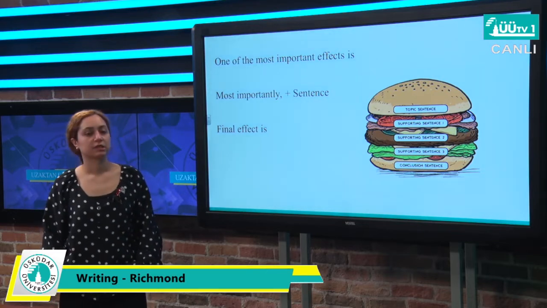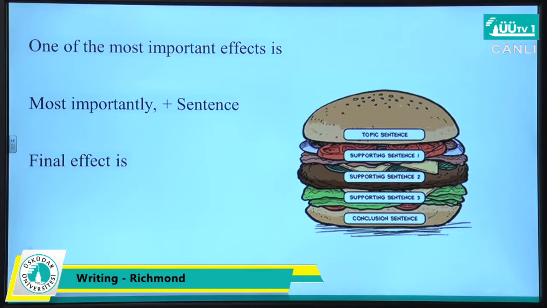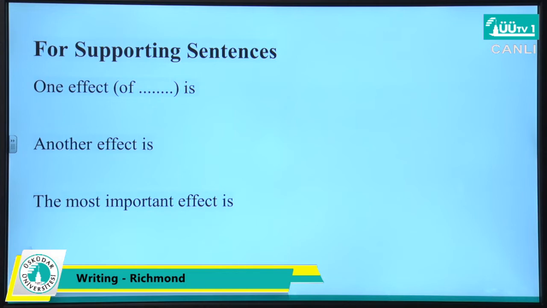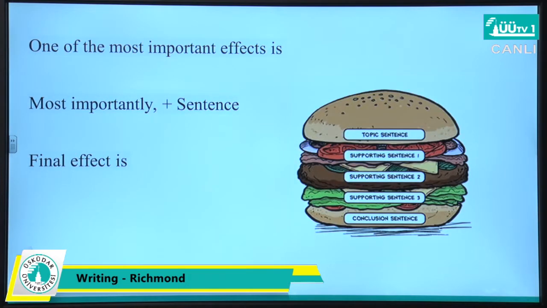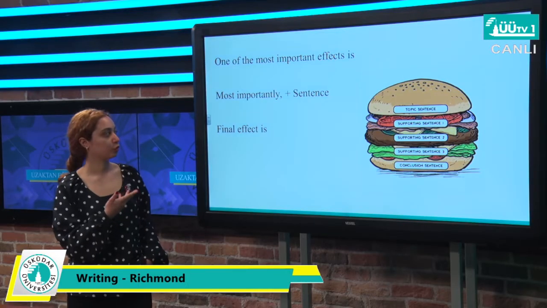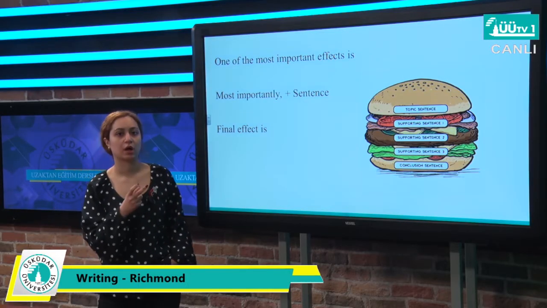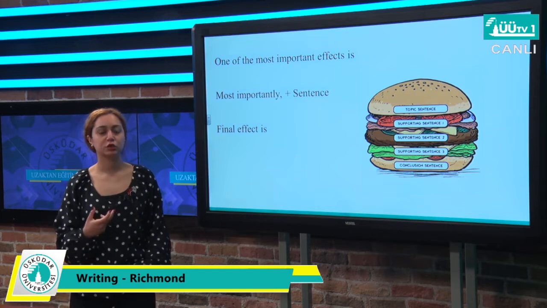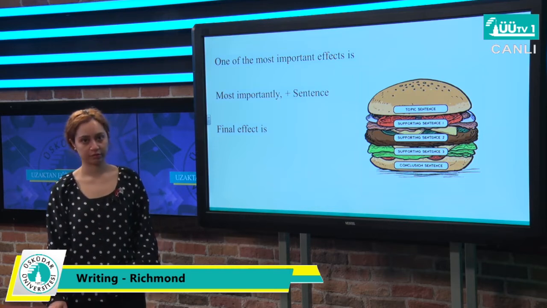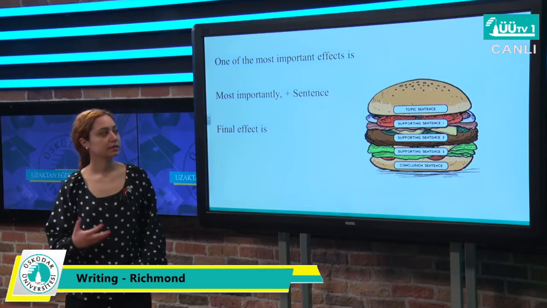One of the most important effects is, and for the last supporting sentence, we can start saying most importantly, or final effect is. So you see here, if we start with one effect and we can continue with another effect, the most important effect, and we can finish the sentences with most importantly or final effect. These words are our signal words that we need to use while writing a paragraph. We have to use them. They are so important.